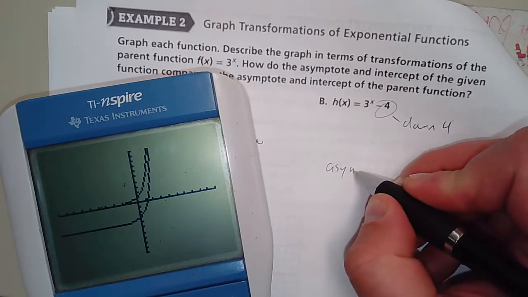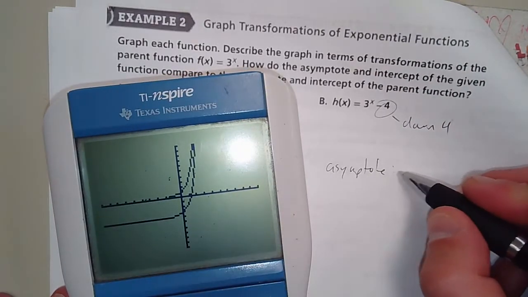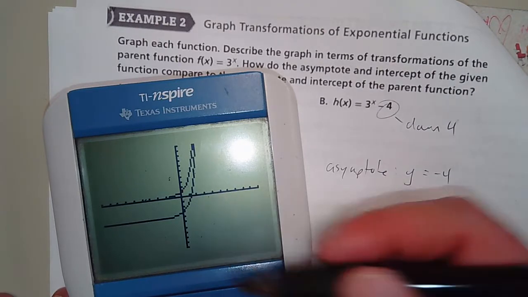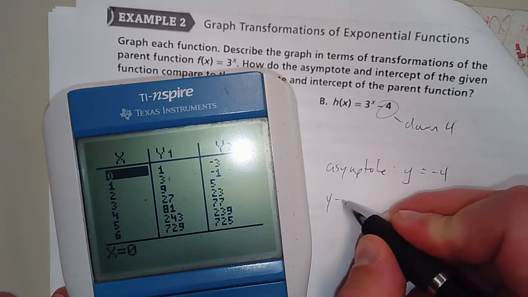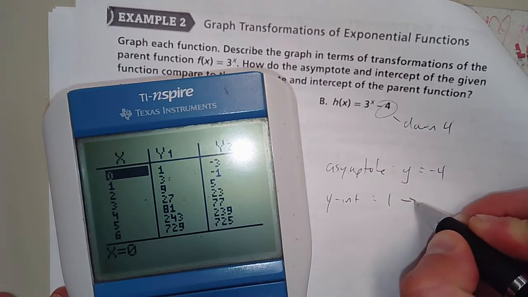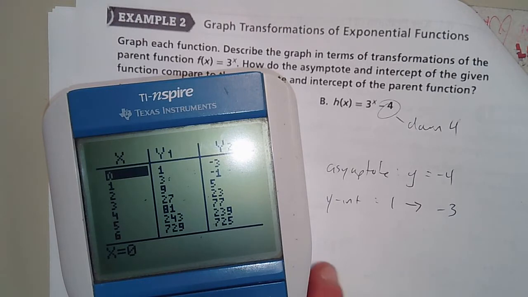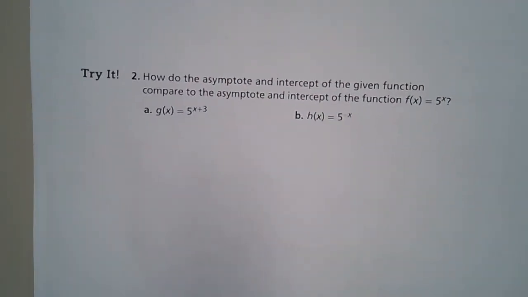What does that do to our asymptote? It also shifts it down 4. So instead of being at 0, it's at -4. And what does that do to the y-intercept? Also shifts it down 4. So it was at 1. Now it's at -3. Okay, and so it all makes sense. If you're shifting the graph down 4, it's going to shift the asymptote and the y-intercept also down 4. All right, here's a couple other little follow-ups here. If you want to try to answer these on your own, I'll go through and answer them in a sec.